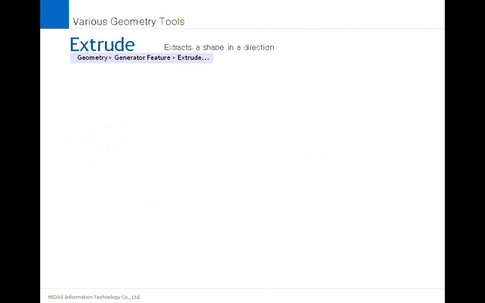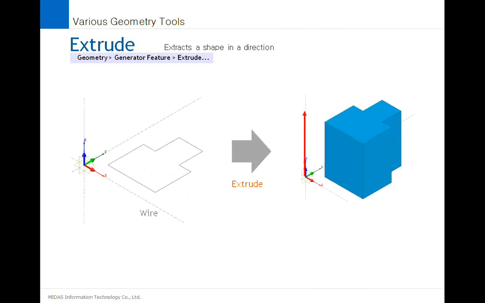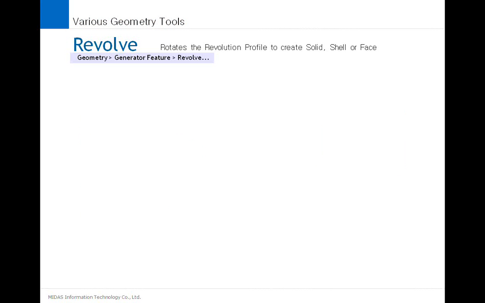Extrude. From a 2D geometry, we can extrude a 3D solid. From a single wire, we can use the extrude function and generate a solid of a desired shape. This becomes very important when we input the 2D DXF files from AutoCAD, and then using those 2D shapes, we can extrude the whole solid.